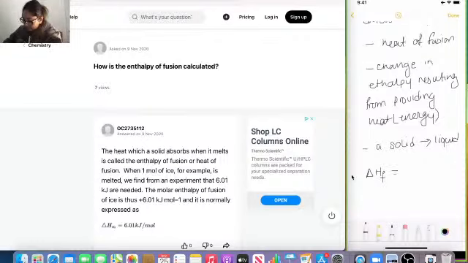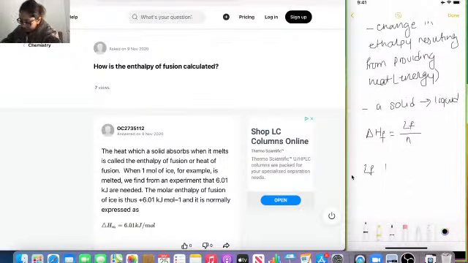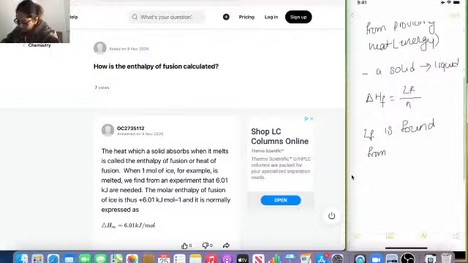Delta means change in enthalpy, right? So you're changing states, and to find this you have LF over N, where N is the number of moles, and LF is found from this equation, which is basically Q of liquid minus Q of solid.